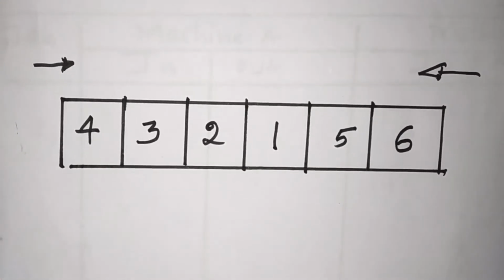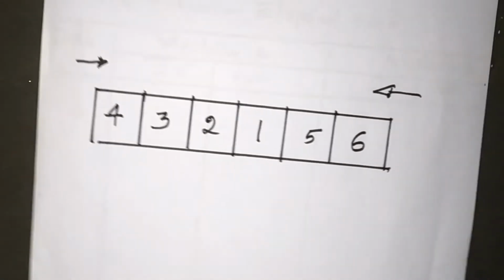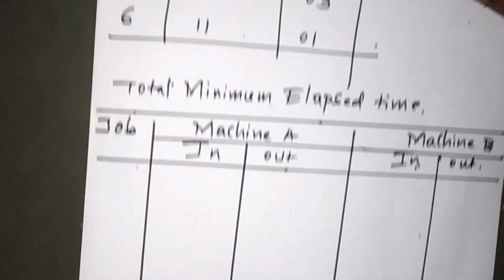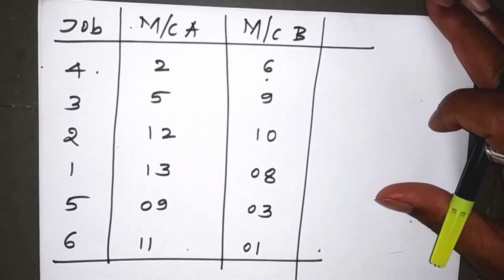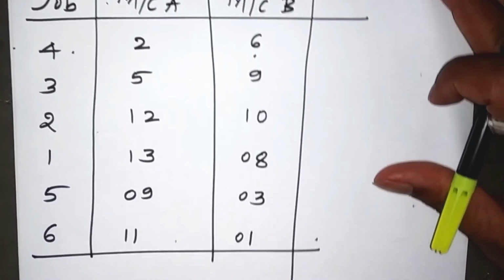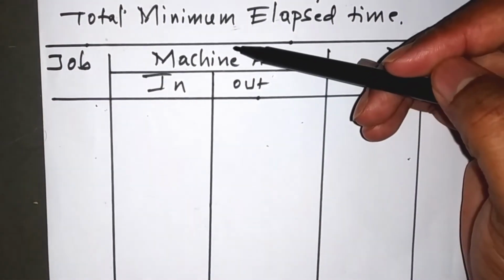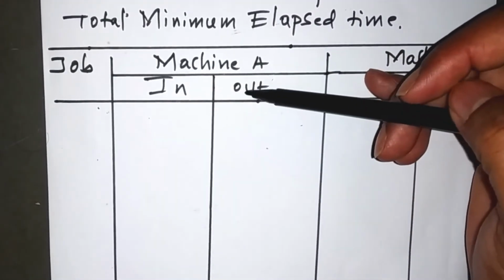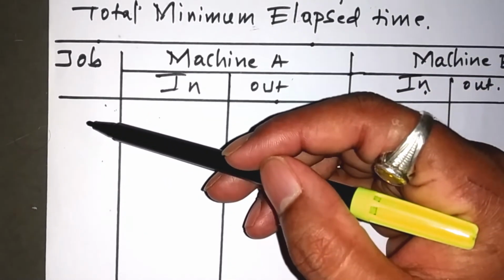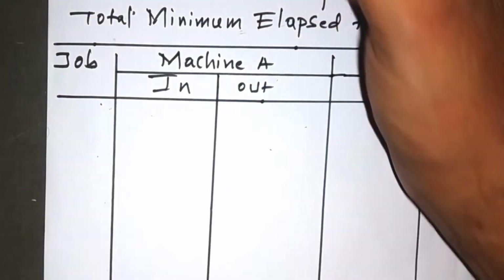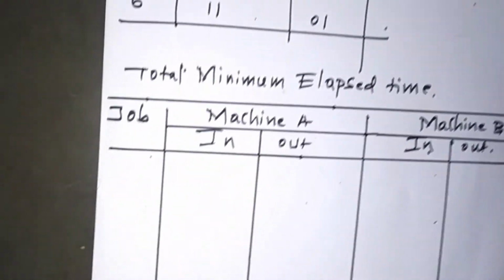Now rearrange the table according to the optimum sequence. Now I have rearranged the table according to the given sequence. Now we will go for the next part. We will find out the total minimum elapsed time here. So for that I have made a table here with jobs, machines, for machine A the in time and out time, similarly for machine B in time and out time. Now we'll take the first job from our sequence. So the first job according to our sequence is the fourth job. So I'll write fourth job first here.